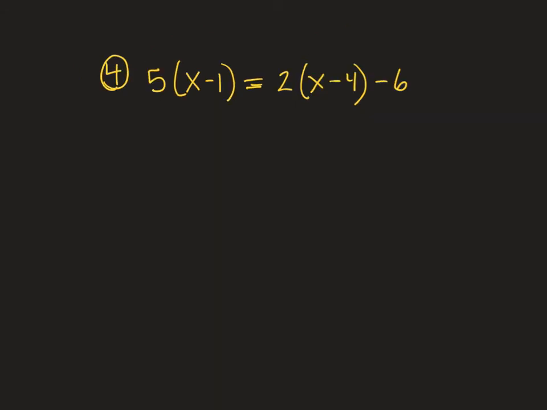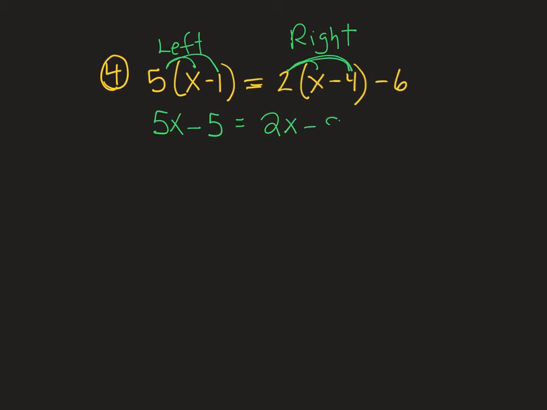Okay. If we look at our next one here, we could see that we have a little bit more to do in this problem. On the left side, we have a distributive property. So I'm going to distribute 5 times x and 5 times a negative 1. And then on the right side of the equation, I'm actually going to have two things to do. I'm going to have to do the distributive property first, 2 times x, and then 2 times a negative 4.